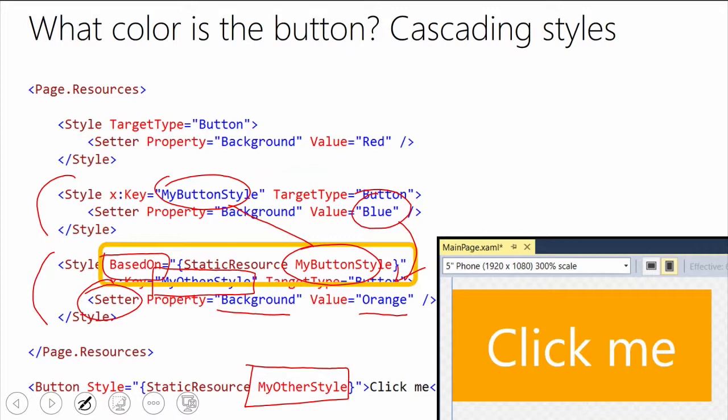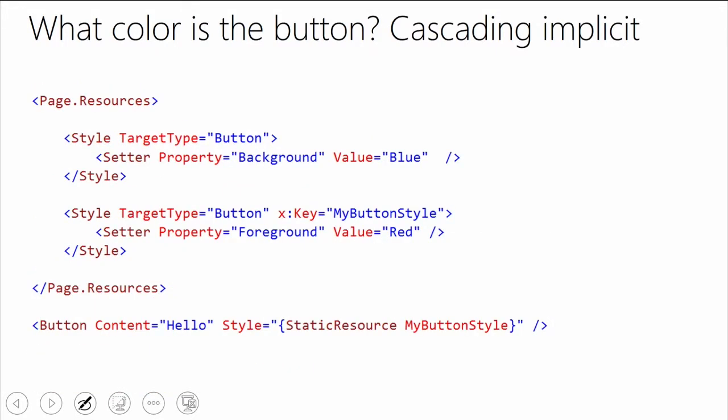Yes. Only a few more, but this is still pretty fun. All right, what color is the button with cascading implicit styles? Now, this is very exciting. You would think that these are all the same value, but they're not. Look, this is a background property. This is the foreground property. We've set the background to blue. We set the foreground to red. So now we're going to ask what color it is, foreground and background.